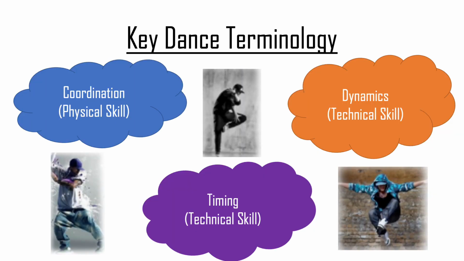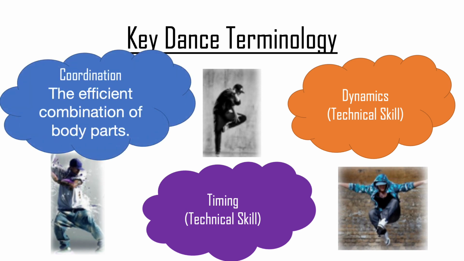Okay, let's learn some key dance terminology, and this was what we were talking about earlier. We're going to be infusing GCSE dance terminology along the way, so it's really important to pick up what these skills are and to be able to define them. So we have coordination, which is a physical skill, which can be defined as the efficient combination of body parts.